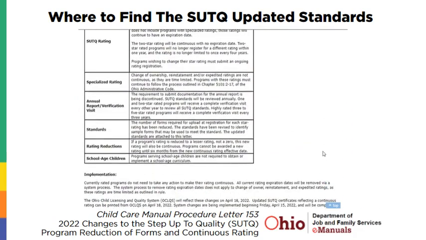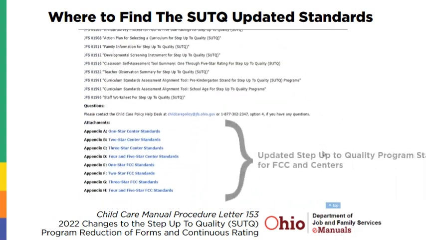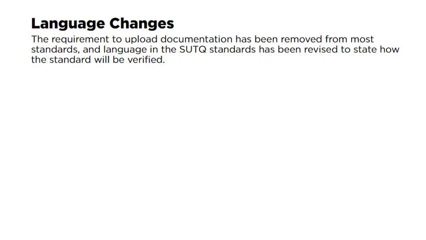Once the procedure letter is open, you will scroll all the way to the bottom to the attachment section. The appendices are sorted by star rating and type of child care provider. When you read through the updated Step Up to Quality program standard, you will notice some language changes. The requirement to upload documentation has been removed from most standards, and language in the Step Up to Quality standards has been revised to state how the standard will be verified.